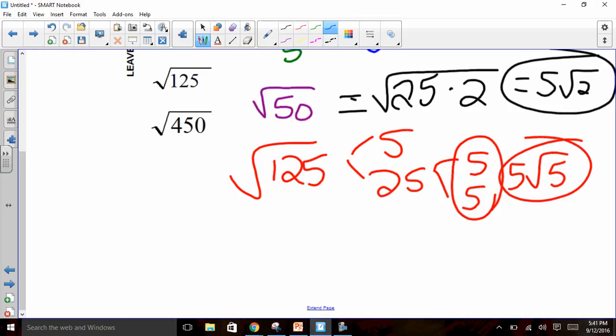Last one, I want you to do 450, one of the 2 methods on your own. Remember, pause it. We'll take a look at it here in a second. We will talk about the answer together.